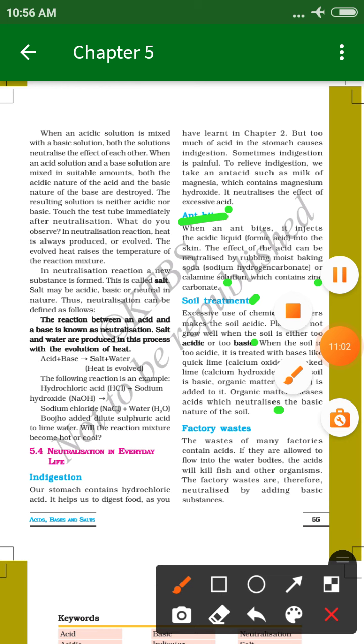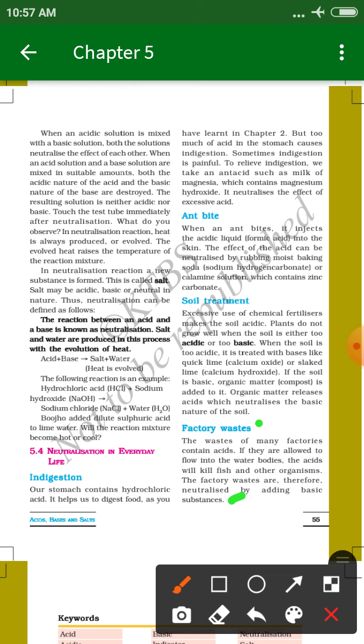It is also seen in factory wastes. The wastes of many factories contain acids, and if they are allowed to flow into water bodies, the acids will kill fish and other organisms. When factory wastes are let into rivers and water sources, all the living things in them get spoiled. So the factory wastes are neutralized by adding basic substances. Basic substances, the neutralizers, are mixed into the factory wastes before they are released outside. So these are the main neutralization examples we use in our daily life.